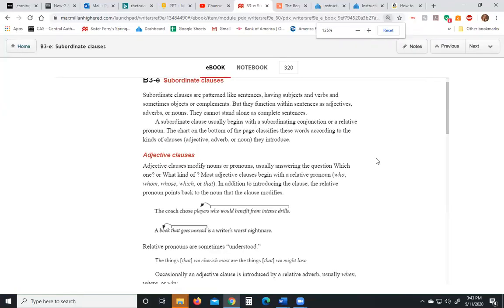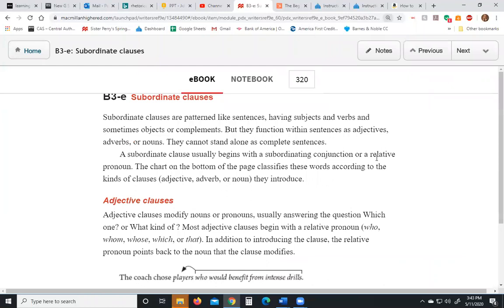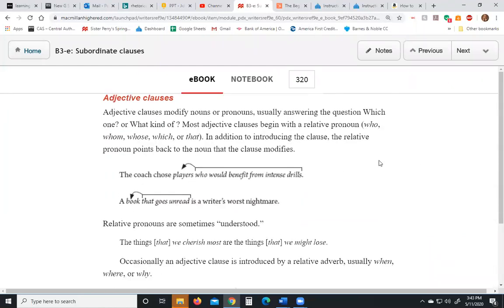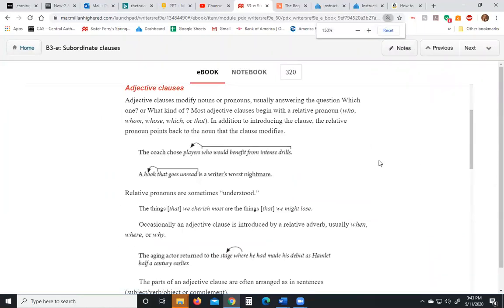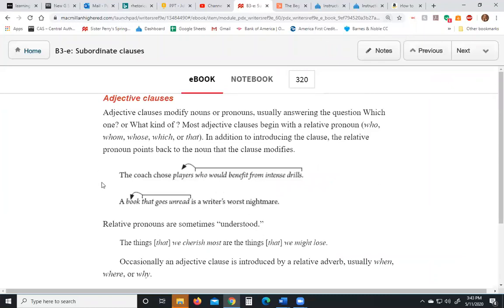Let's see if I can zoom in a little bit so you can actually see that a bit better. There we go. It's a little on the blurry side. Okay. The coach chose players who would benefit from intense drills. So who is our subject here and would benefit is our verb, but it's referring back to the players, because if we said the coach chose players, we'd be like, which players?